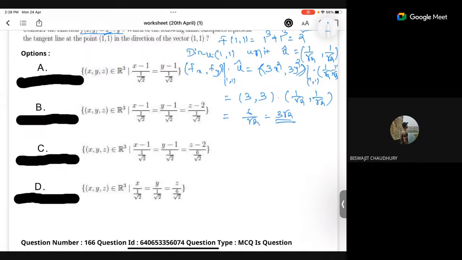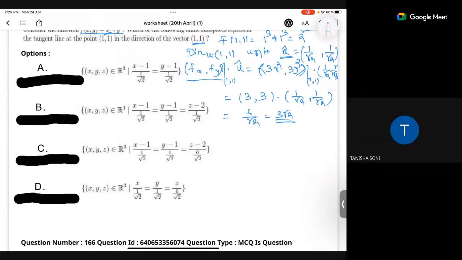Here we have found the directional derivative in the direction of 1, 1 by using the gradient vector. To find the directional derivative, you just need to find the gradient vector and take the dot product with the unit vector of the direction in which you want to find it. I found the gradient vector at 1, 1, which is 3, 3, and the direction is 1 by root 2, 1 by root 2. I just made the dot product here.